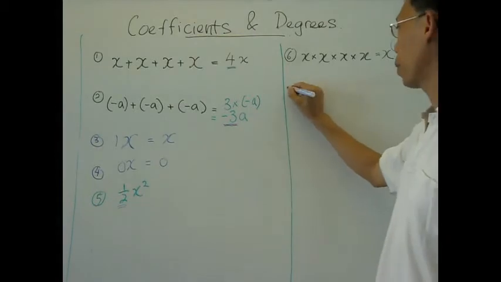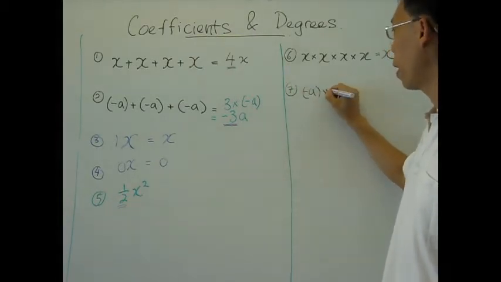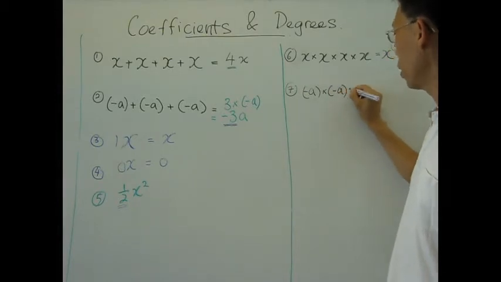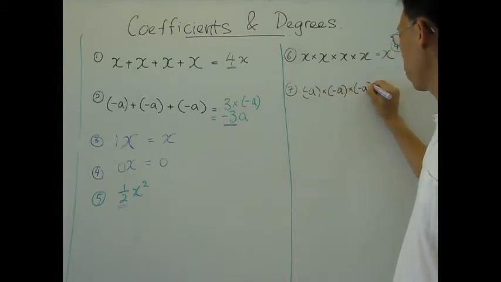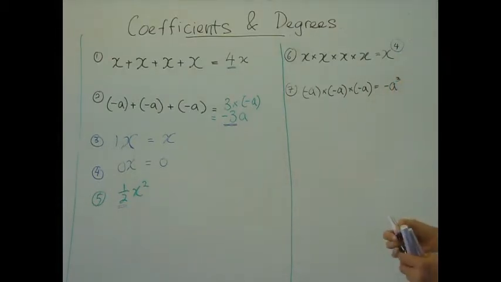Or you can have something like this. Negative a times negative a times negative a equals negative a cubed. In this particular case, the degree is 3.